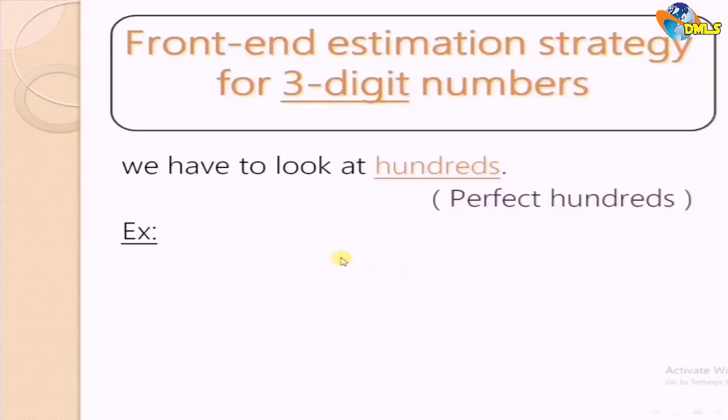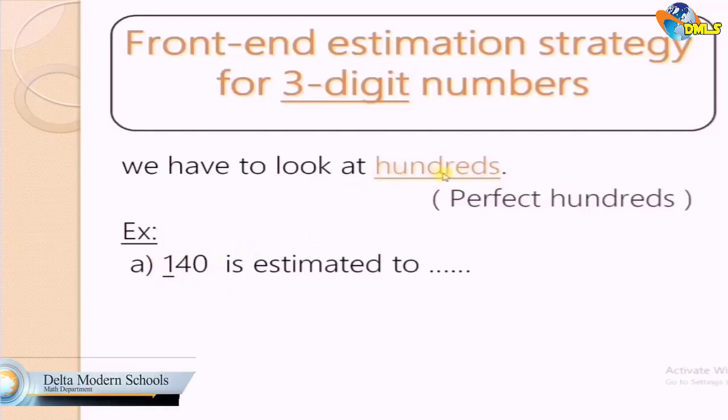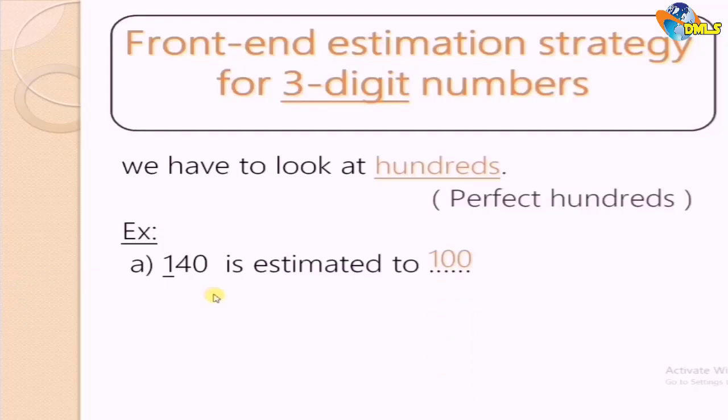Let's take an example. 140 is estimated to be... here I have a three-digit number: one digit, two digits, three digits. In a three-digit number we look at the hundreds place. So here in the hundreds place we find 1. What is the value of digit 1 in 140? Yes, the value is 100. So the estimation of 140 is 100.